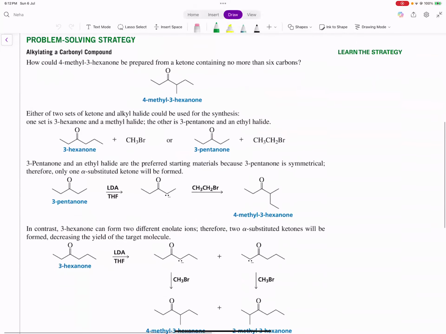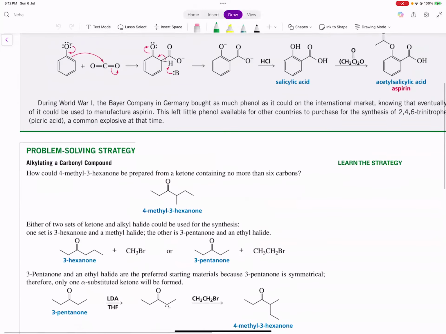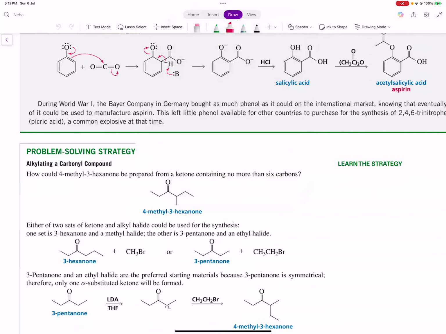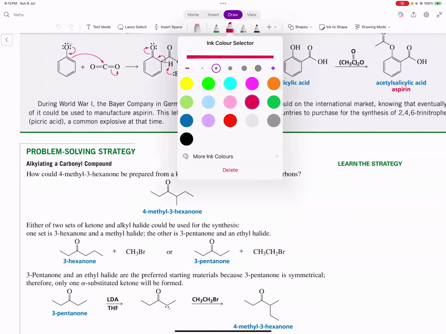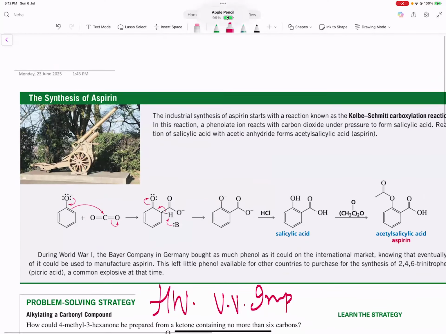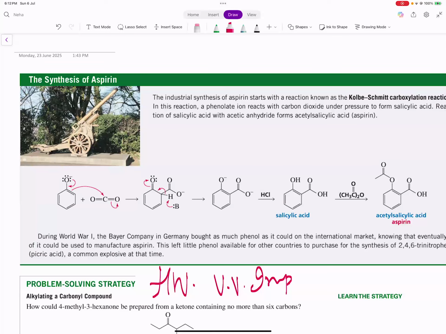So alkylating a carbonyl compound, this you have to do as homework. Okay, I'll just put it. Homework, very important. This is also very important. Synthesis of aspirin.